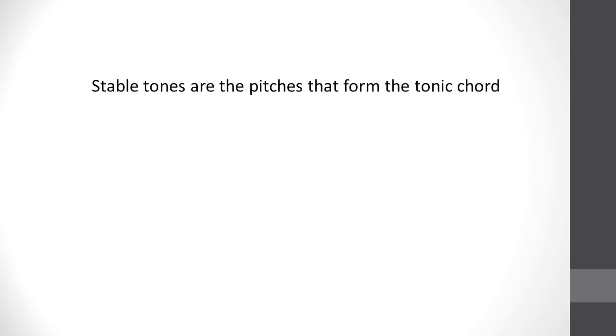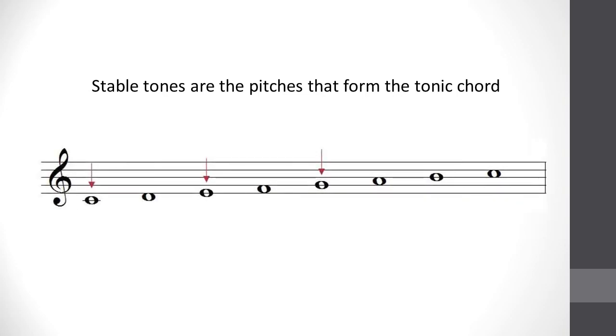But before we can discuss these three types of melodic phrases, we need to first learn a little bit about stable tones and unstable tones. When a piece is written in a particular key, the stable tones are the pitches that form the tonic chord of that key. For example, a piece in the key of C major will have for its stable tones the pitches 1, 3, and 5: C, E, and G. Here is a C major scale and its stable tones.